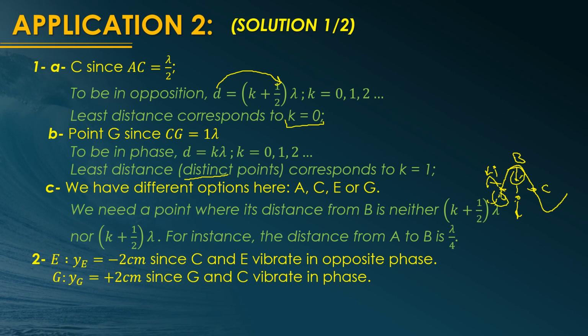Now, given the displacement of point E to be at an elongation of plus 2 centimeters, E and C are in opposition. Therefore, if C moves up 2 centimeters, E would be moving down 2 centimeters. C and G are in phase, on the other hand. So if C is away from the axis as plus 2, so should G be.